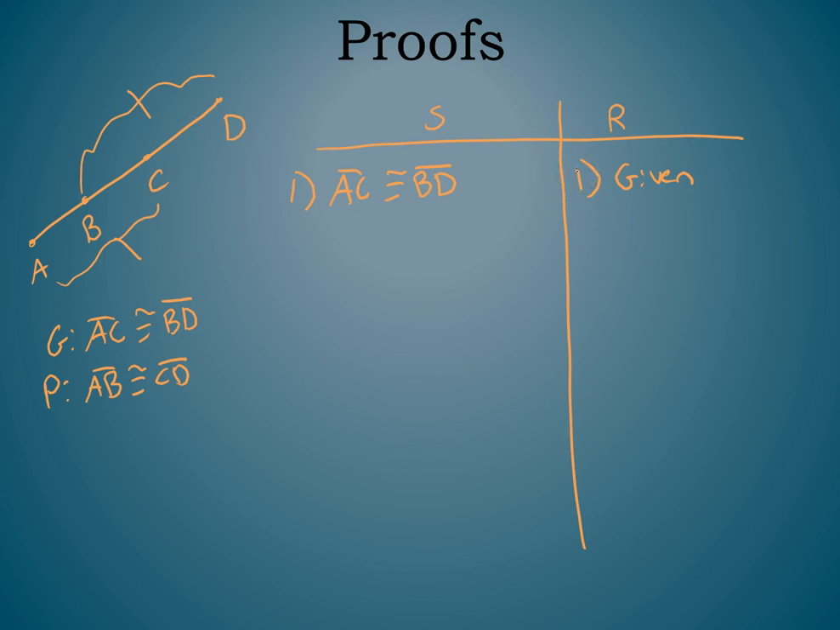Now, similar concept to the previous problem. I need to find some way to bring AB and CD into the problem and have them related to my given statements. Well, the only way that AB is related to AC is if I use my segment addition postulate. So AB plus BC is equal to AC. By the same token, BC and CD have to add to be BD.